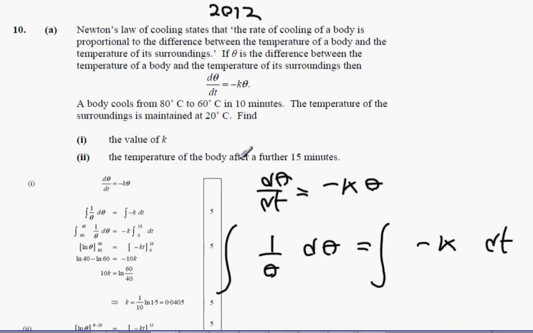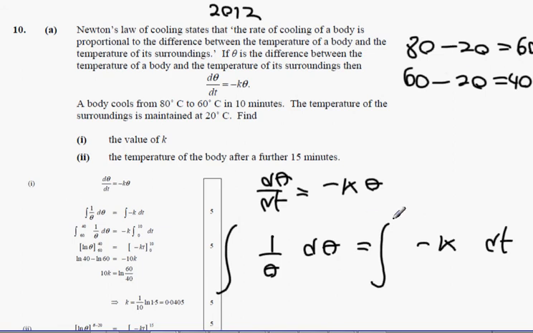So what happens is, okay, in 10 minutes, the body cools from 80 to 60, and the temperature of the surroundings is maintained at 20. Okay. Is theta the change, or? Theta is the difference between the temperature of the body and the temperature of its surroundings. So for instance, it'll be 80 minus 20 to give you 60, and then it will be 60 minus 20 to give you 40. That's what it's defined as. So that's why the limits are funny here, okay?